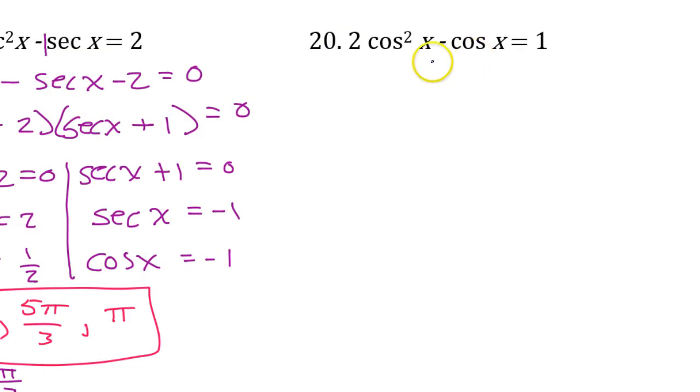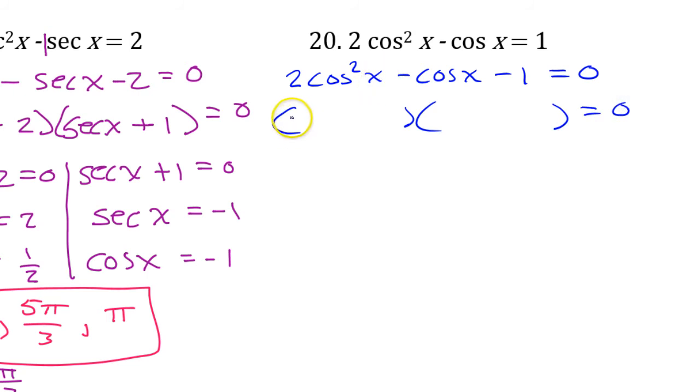All right, one more problem. This one has all cosines, so this should be pretty easy. Subtracting 1 from both sides will give us 2 cosine squared x minus cosine x minus 1 is equal to 0. So let's go ahead and try to factor it.